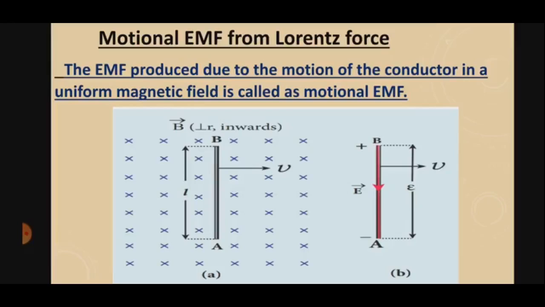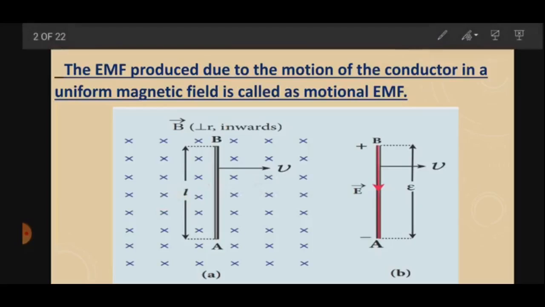Here we consider a magnetic field. The cross represents the presence of a magnetic field, and the magnetic field lines are perpendicular to the plane of the paper, acting in the inward direction.